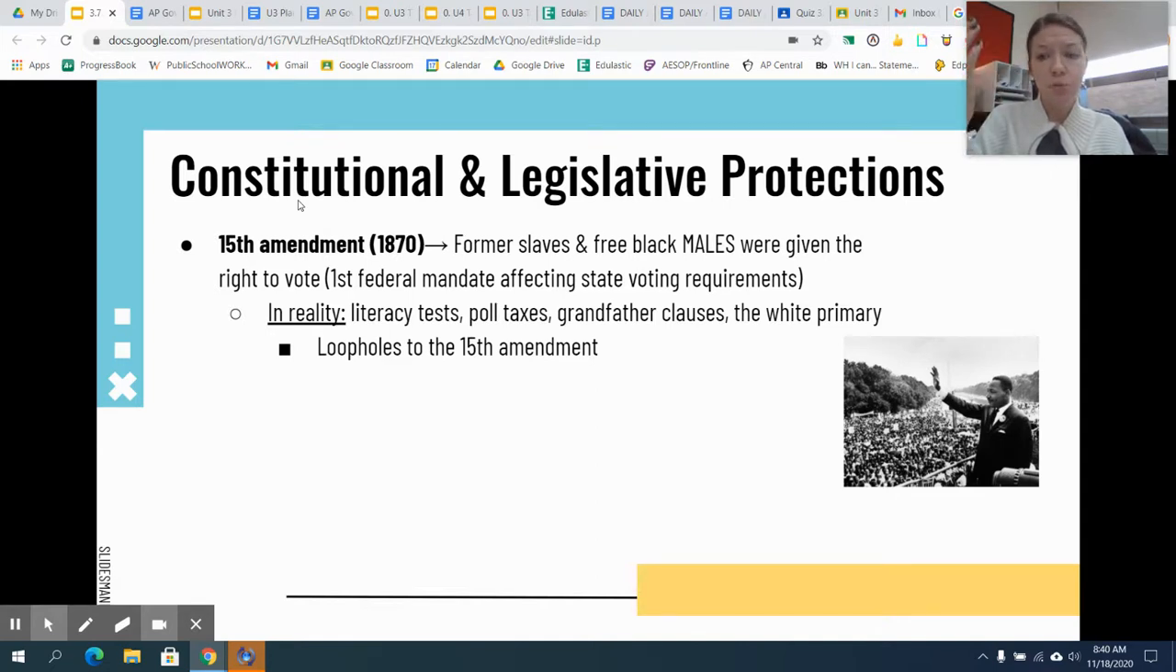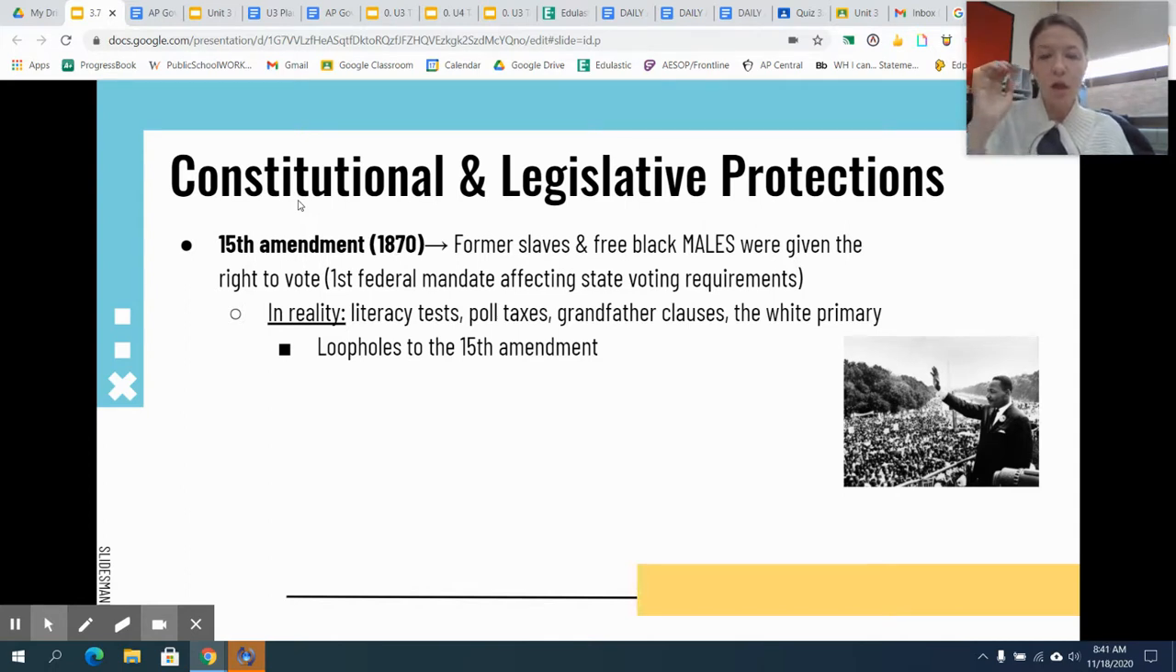And slaves who had been freed, remember, they were not being educated. So that was a barrier for them. They could not pass the literacy tests. Poll taxes were fees that you had to pay to be able to vote. Former slaves couldn't pay the poll tax.